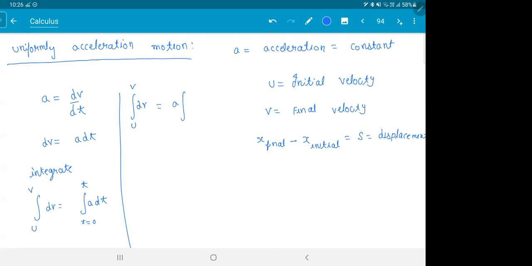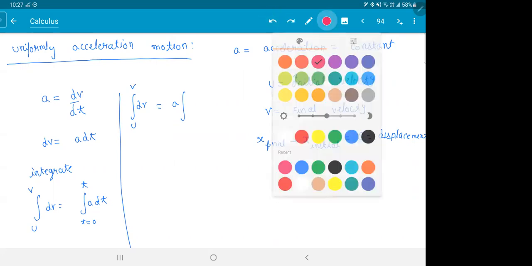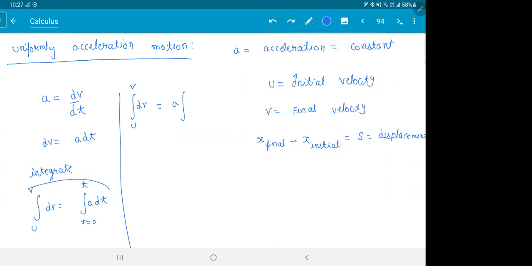Now listen carefully here. If A was not constant, it would have stayed inside the integral. Are you getting it? If A was not constant, you can't take A out of the integral. That is how you do problems when A is not constant, which we will see later on. But remember that. The problem changes here if A is not constant.